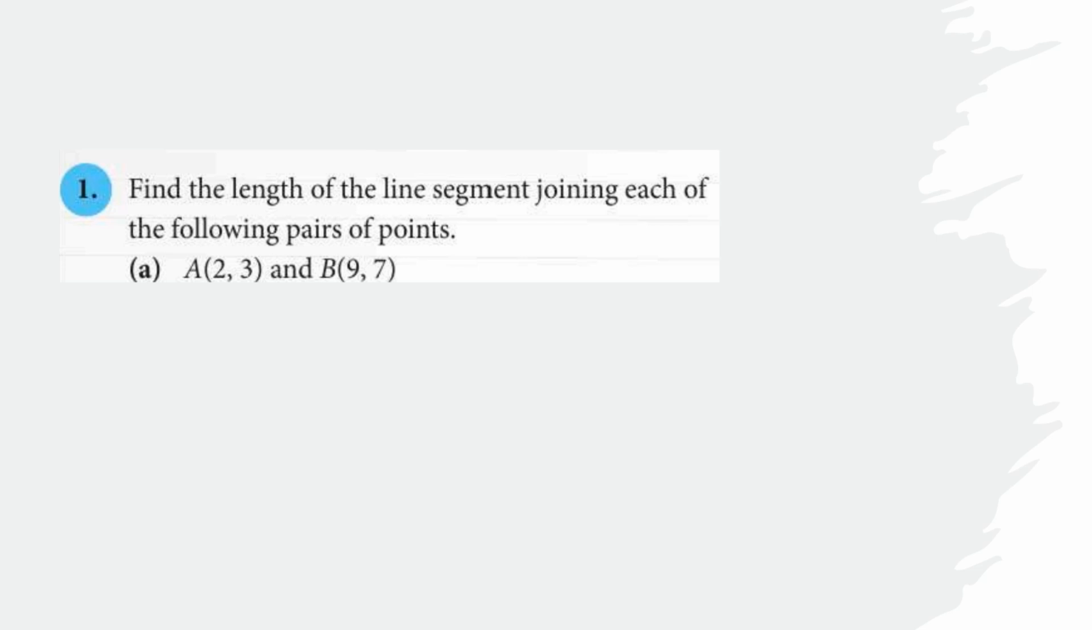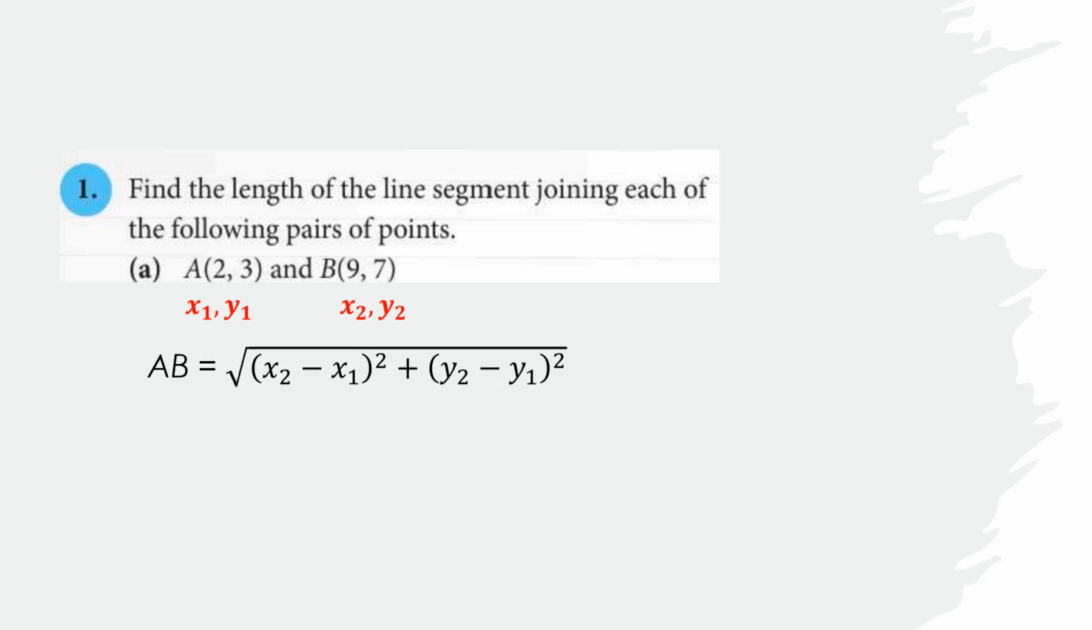Right, let's look at question 1. Question 1 is to find the length of a line segment joining 2 points. The 2 points given are point A and point B. So first things first, let's label this point as x1, y1, point B as x2, y2. And let's also write down the formula to calculate the distance AB.